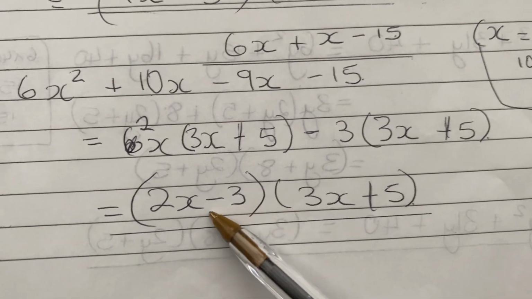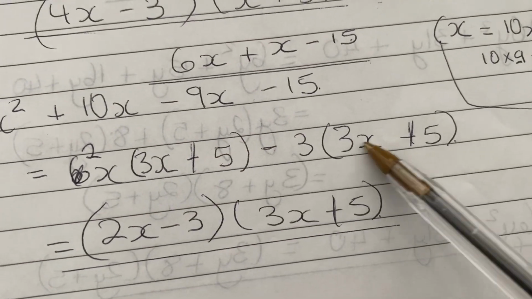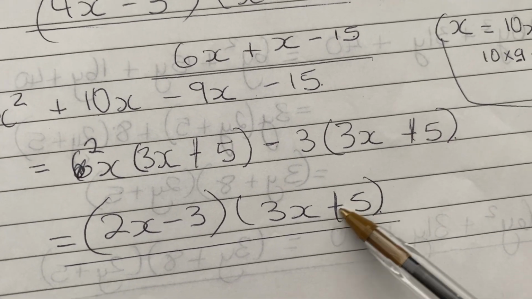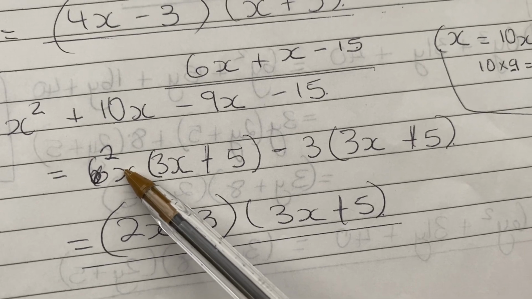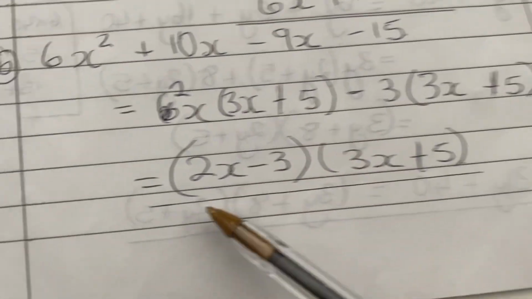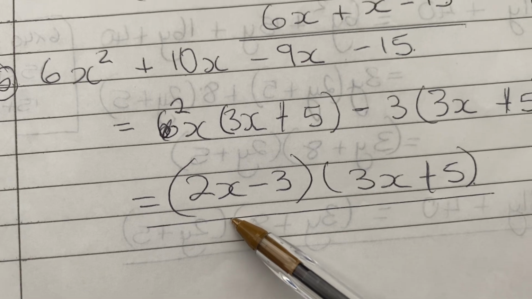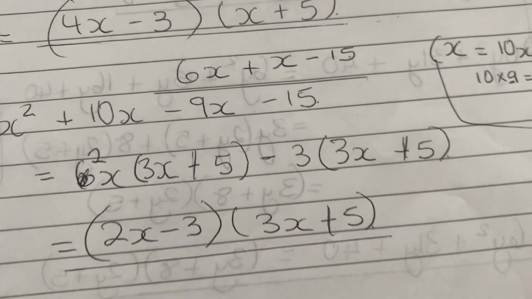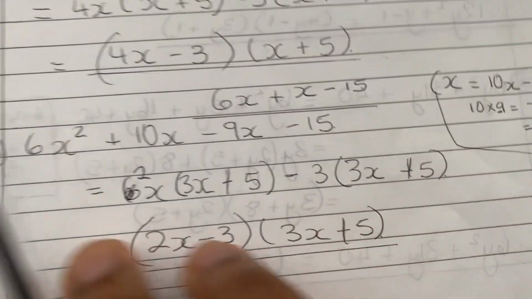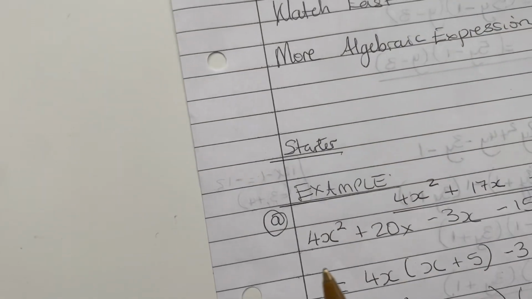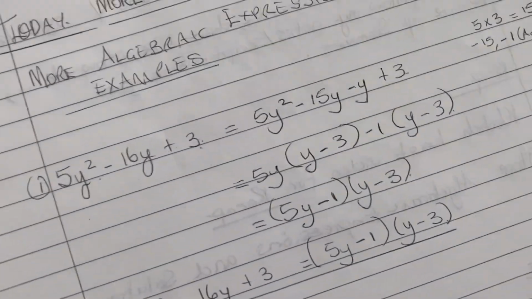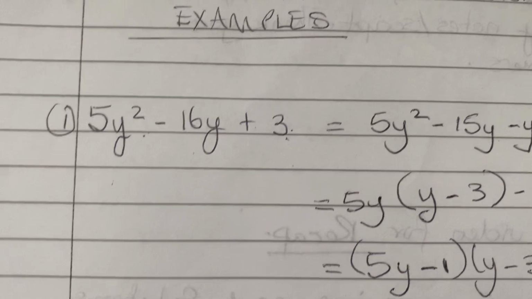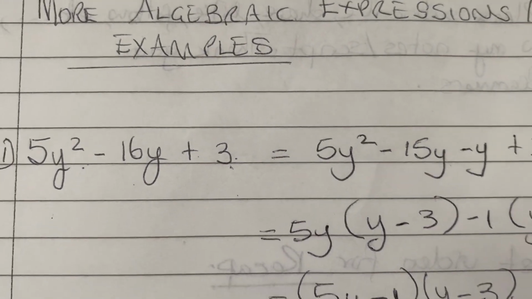Okay, so now I have 3x plus 5 here, and then 2x minus 3 there. Okay, that is algebra for you. So it's 3x plus 5. Now let's look at a few examples. Those are the starters, but I just brought them to start the day.